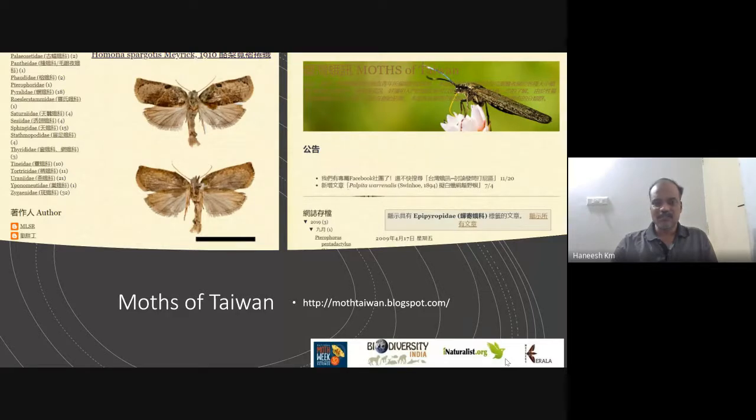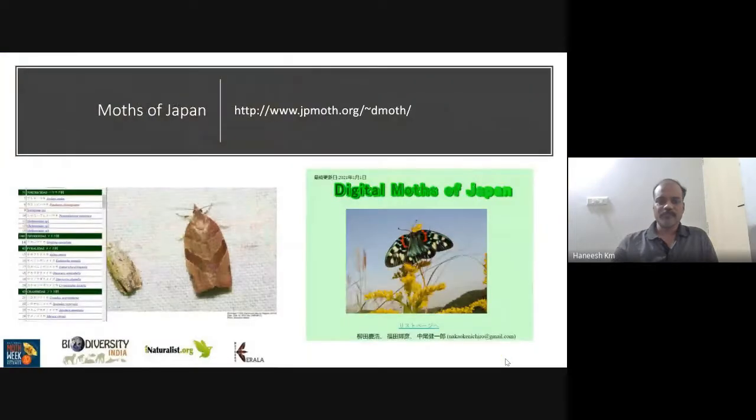Some of the descriptions are not in English either. But all the species names and family names are in English. So you can easily search and find certain species. You can cross-check whether it is the same species or the same family. So Moths of Taiwan is also a good resource to check the identity of a certain moth. And another one is the Moths of Japan. Actually it is Digital Moths of Japan. That is the website name.